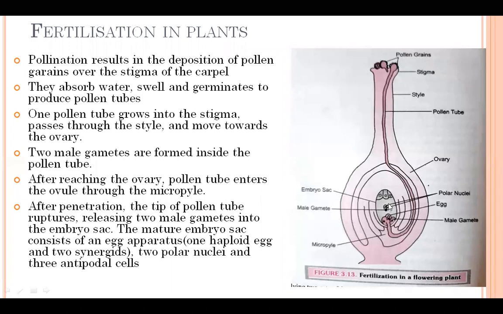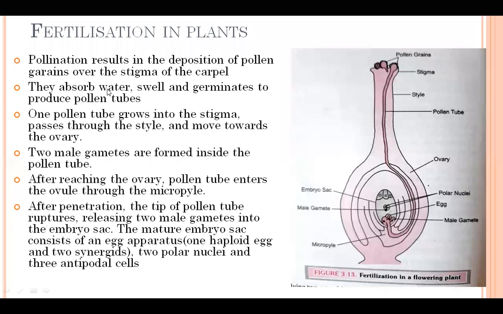Clear? This is the second fertilization taking place inside the embryo sac. So two fertilization processes are taking place inside the embryo sac, and these two acts of fertilization are termed double fertilization. Why do we call it double? Because two acts of fertilization are taking place inside the embryo sac. Clear? Now read these lines. You'll understand more.